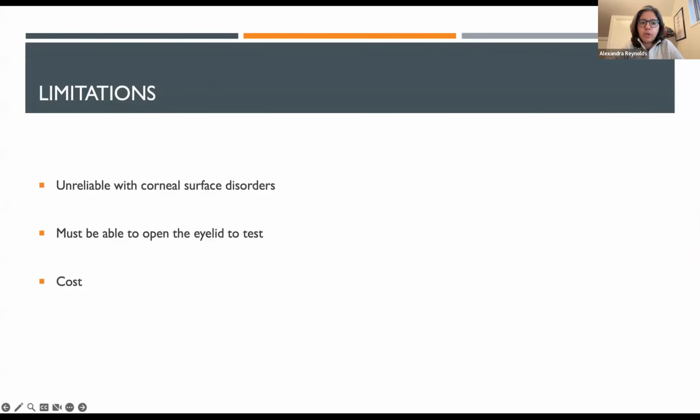So certainly patients with corneal surface disorders, it's unreliable. You also must be able to open the eyelid in order to test this. And so there are a bunch of trauma patients in which we can't really test this. And then, of course, there's the cost. The cost is fairly negligible to a big hospital system like ours, but certainly in smaller hospital systems can be prohibitive.